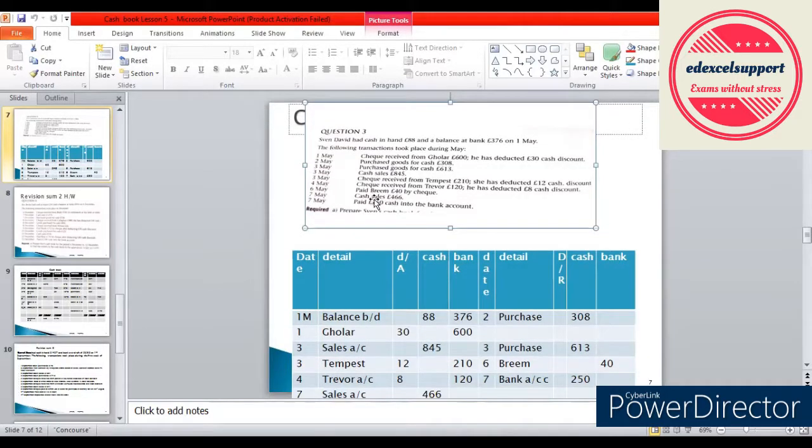So another one is there, Trevor, check received from Trevor 120 and he has deducted $8 cash discount. So we get 120 and deducted 8 discount.